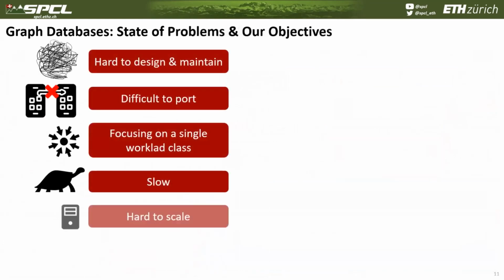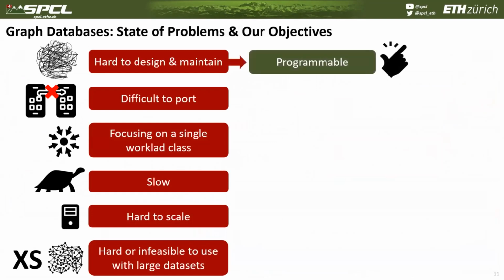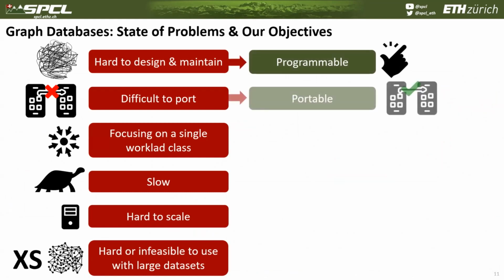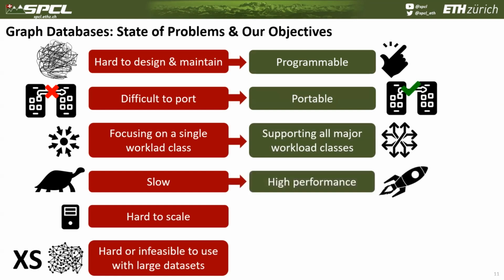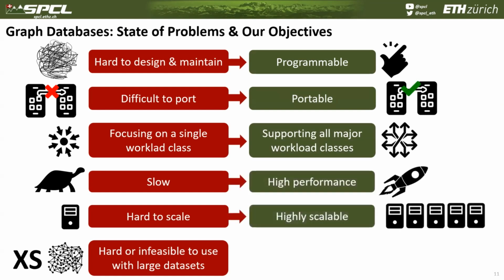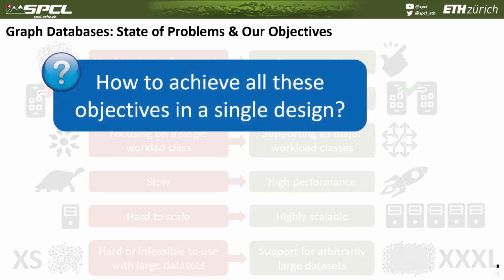So let's again take a look at all of these challenges. We have 6 of them listed on the left side, and now we would like to have a system that really targets all of them. So we'd like to have a graph database that is programmable, that can be easily ported across different architectures, that is able to support all the major classes of workloads, that also comes with high performance, high scalability, and is able to support really big graphs. Right? So how to achieve all of these objectives in a single design?